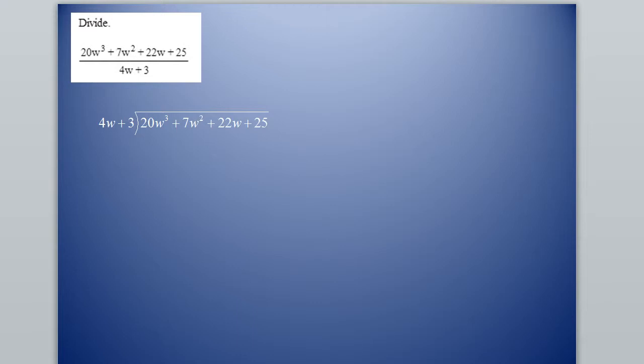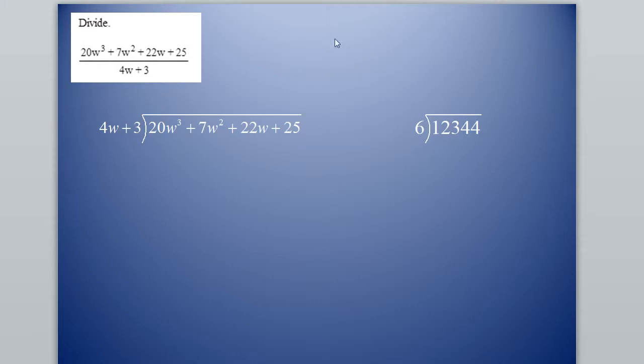We have an outside number and an inside number, something like, let's say, taking 12,344 and dividing it by 6. The 6 goes on the outside, the 12,344 goes on the inside. 12,344 divided by 6 can be found through long division. You look at the numbers and you figure out how many times 6 goes into 1. It doesn't. 6 goes into 12 twice.